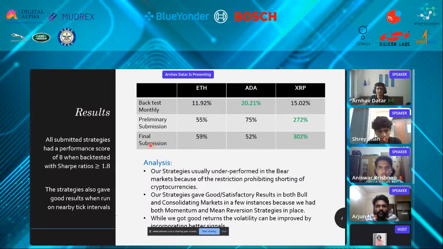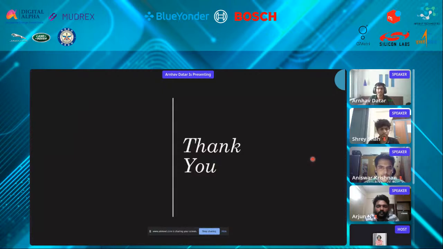And finally, we saw that our strategies gave either good or satisfactory results in both bull and consolidating markets in a few instances, because we had both momentum and mean reversion strategies in place. And now, while we got good returns, as can be seen over here, the volatility can be improved by incorporating slightly better signals. With this, I would like to conclude the presentation.